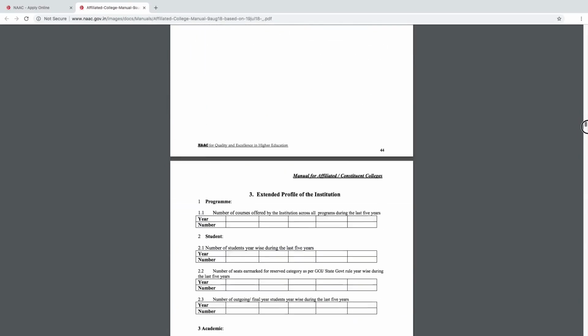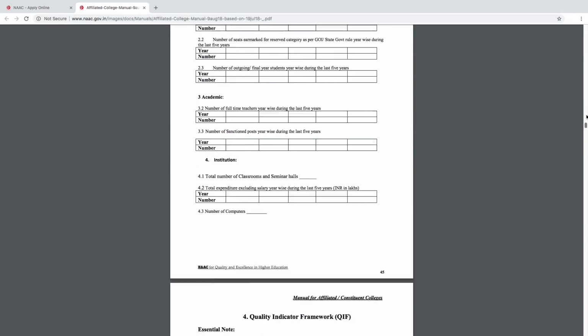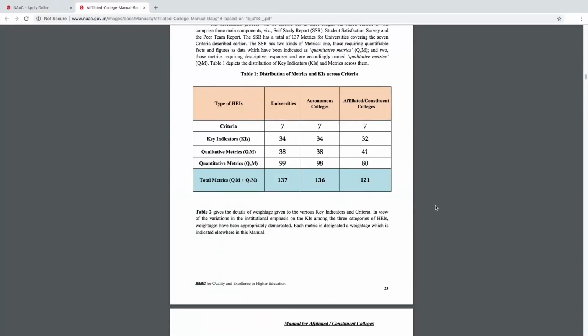The QIF consists of 7 criteria and has QLM, which is qualitative metrics, and QNM, which is quantitative metrics. Details of how many QLM and QNM make up the QIF for an affiliated college are also given in the manual. For an affiliated college, we have 7 criteria, 32 key indicators, 41 qualitative metrics and 80 quantitative metrics. That makes up to 121 in total for an affiliated or a constituent college. The breakup for university and autonomous colleges is also given in the same manual.